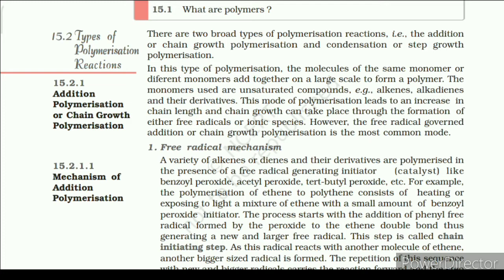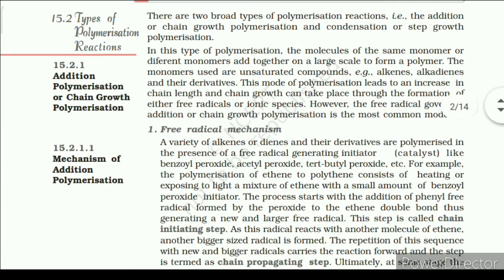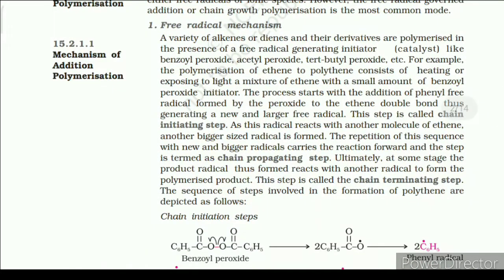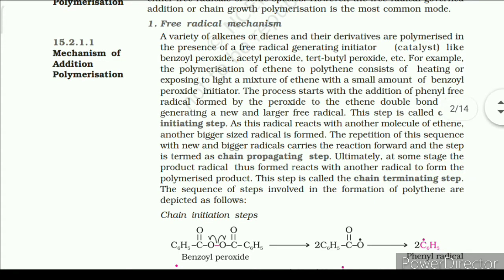This mode of polymerization leads to an increase in chain length, and chain growth can take place through the formation of either free radicals or ionic species. However, free radical governed addition or chain growth polymerization is the most common mode. Number 1. Free radical mechanism. A variety of alkenes or dienes and their derivatives are polymerized in presence of free radical generating initiators like benzoyl peroxide, acetyl peroxide, tert-butyl peroxide, etc.